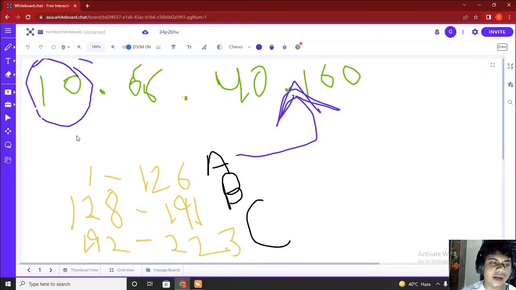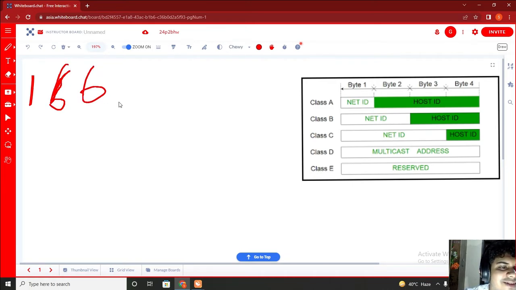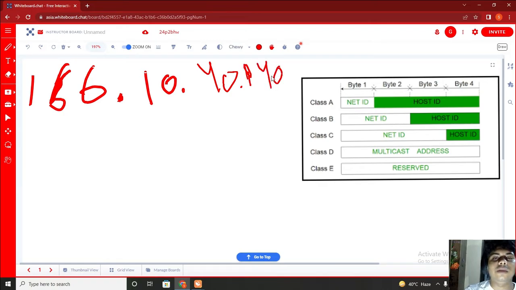Now I'm moving ahead. So now let's talk about what is network ID and what is host ID. So I have to give some IP address, like 166.10.40.140. Okay, this is an IP address.